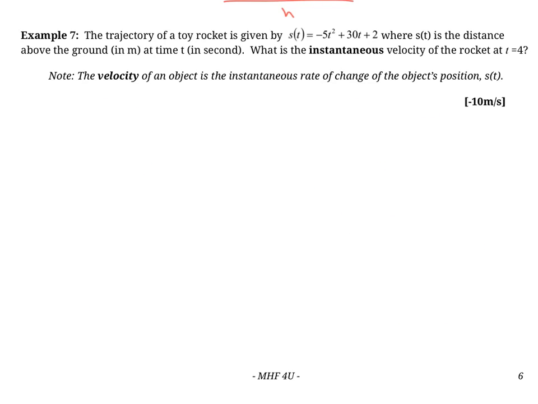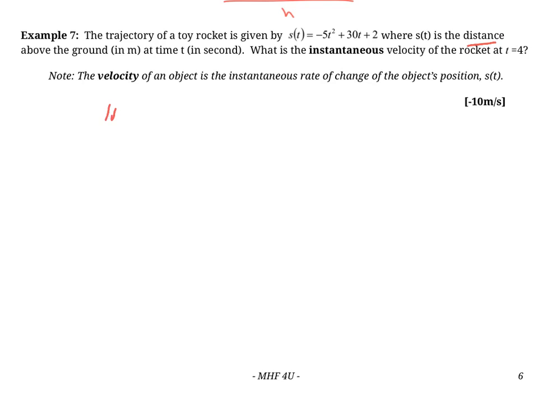Okay, let's move on to this last problem. This has the trajectory of a toy rocket given by an equation where s at t is the distance above the ground in meters and t is in seconds. So it's asking us basically what the instantaneous velocity of the rocket is at t equals 4. So it wants to know the speed of the rocket at 4 seconds when we are given the equation for the distance. And one thing to keep in mind, this is a physics concept, but it's pretty straightforward.